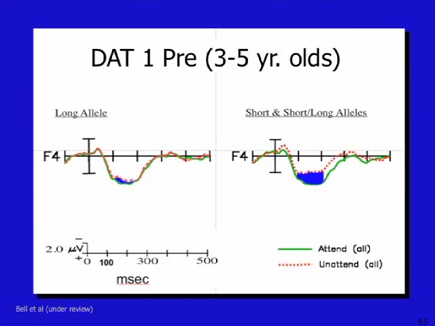This is the dopamine transporter gene. You get different alleles of that, long or short. If you have a long allele, those children don't have any attention effect. But if you get a short allele, you have a very handsome attention effect. Who knew that genes would account for so much variability? We were actually pretty surprised.